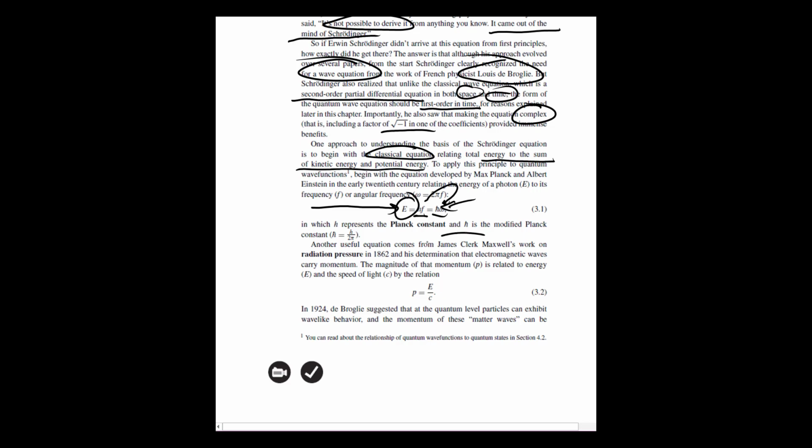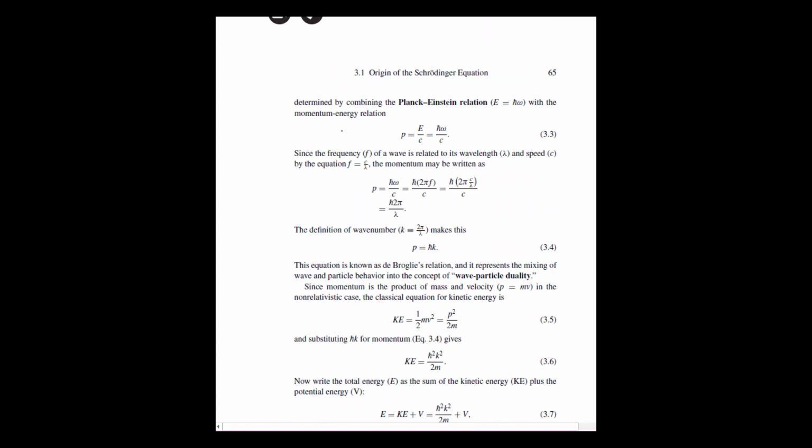But in the 1860s, James Clerk Maxwell was working on electromagnetics, and specifically radiation pressure, and he wrote a relation which said that electromagnetic waves carry momentum, and the amount of that momentum is given by their energy divided by their velocity, in this case the speed of light. So if we say these matter waves that de Broglie was hypothesizing behave like other waves, we can write their momentum as E over c, and if we use Planck-Einstein, we can write E as h bar omega.